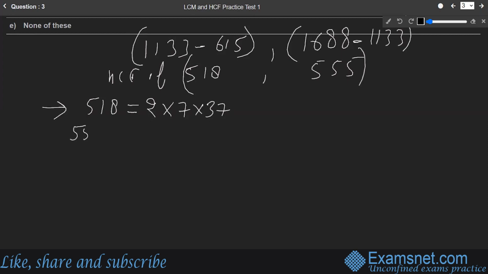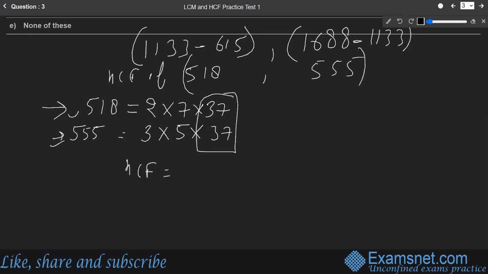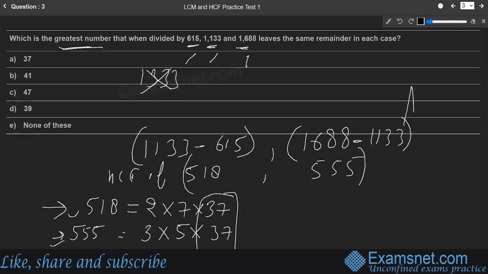Let us do the prime factorization of 555. First of all, 555 can be divided by 3. Then it can be divided by 5. And the last number that it can be divided by is 37. So these are the factors of 518 and 555. Now for finding the highest common factor, we need to see the common factor first. There is no common factor other than 37 in this. So that has to be the highest common factor. So the HCF of these two numbers is 37. Okay, so 37 should be our right answer, which is available in option A.